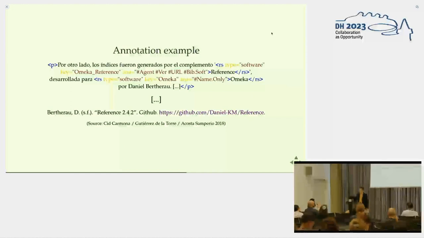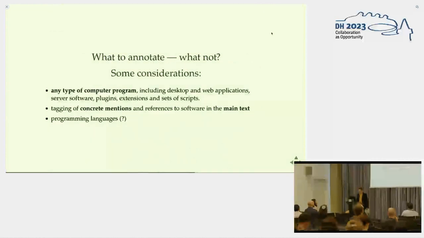As you can see here, the rs type software for reference has in the ana attribute the various information. So the agent, the version, the URL, and bibSoft, because we have a direct entry in the bibliography for the software itself. And the second mention, not of the module, but of Omeka, this is only given by name. So there's no general reference for the Omeka software in this case. And you can see that every mention can be connected to several types of elements of citation.